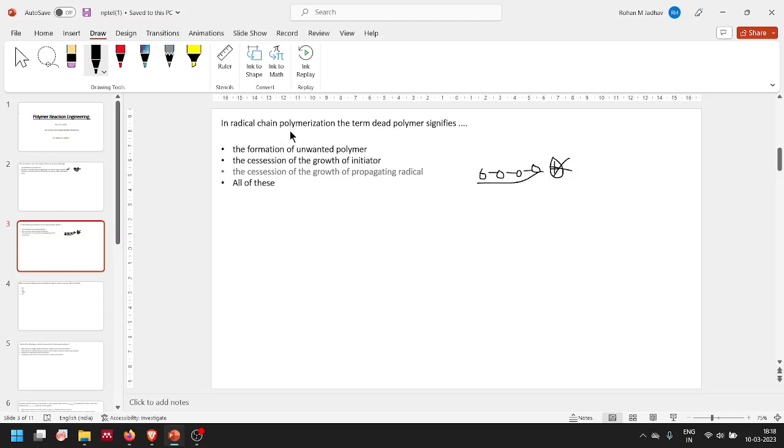In radical chain polymerization, from the basic definition, we know that the propagating radical attaches itself to the monomer chains and extends the polymerization process to form long chain polymers. When the propagating radical's growth stops, the radical chain polymerization will come to a halt and terminate. So it gives rise to a dead polymer. In that case, the propagating radical's cessation of growth will give you a dead polymer.